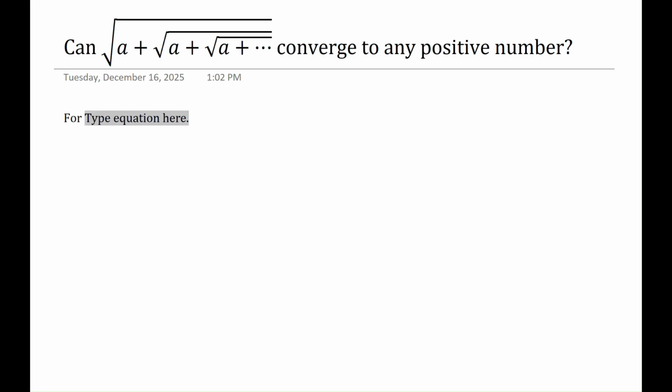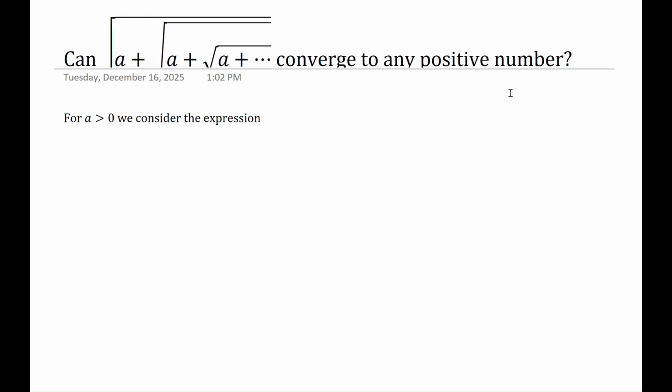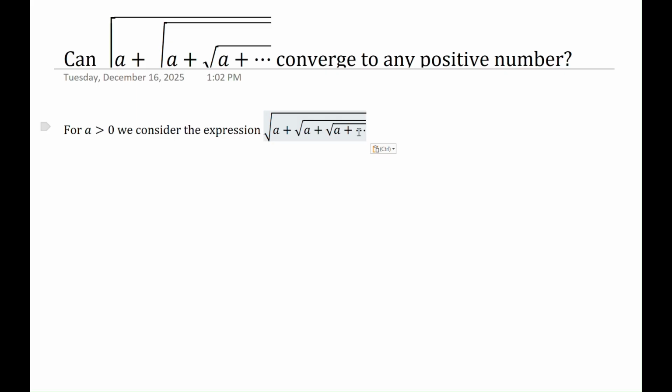So for A greater than 0, we consider the infinite nested sequence of square roots that I've written above: the square root of A plus the square root of A plus the square root of A, et cetera, on for infinity. So before even attempting to work with it, one should address the question of convergence.